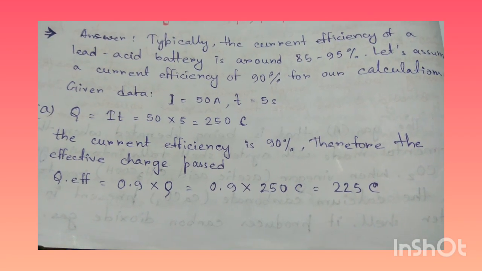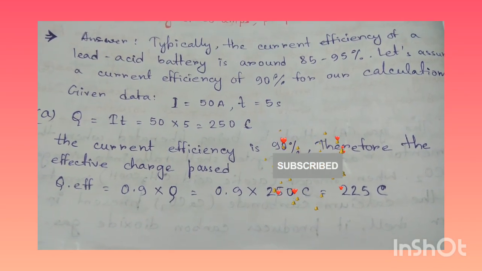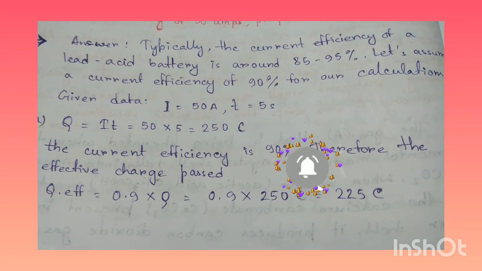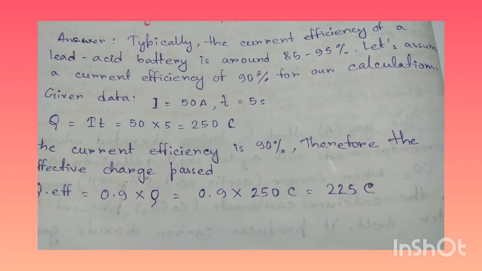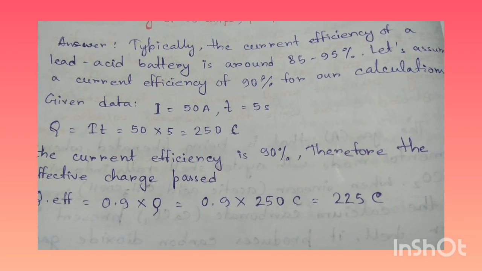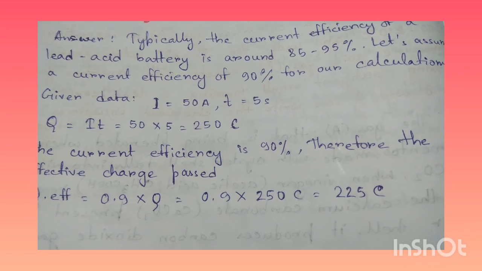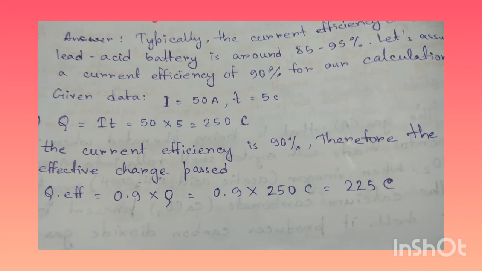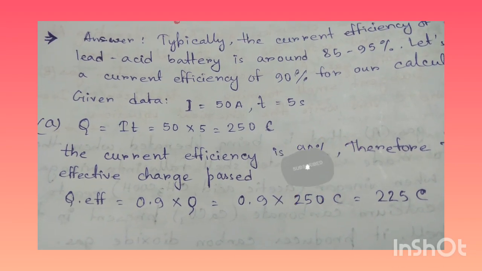Answer. Typically, the current efficiency of a lead acid battery is around 85 to 95%. Let's assume a current efficiency of 90% for our calculations. Given data, I is equal to 50 ampere, t is equal to 5 seconds, Q is equal to I t. I hope you all know this formula.